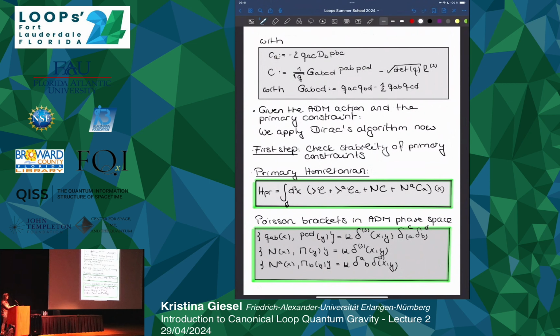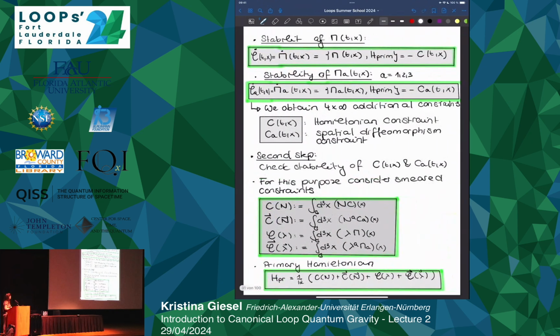We have a 3-dimensional delta function at x and y. And because this is a symmetric tensor, we have some symmetrized combination of Kronecker deltas here, which are related to the indices which we have in the Poisson bracket. Similarly, lapse and shift and their momenta satisfy standard canonical Poisson brackets. Now, given this, we can compute the stability of the primary constraints, and we can explicitly write this down.